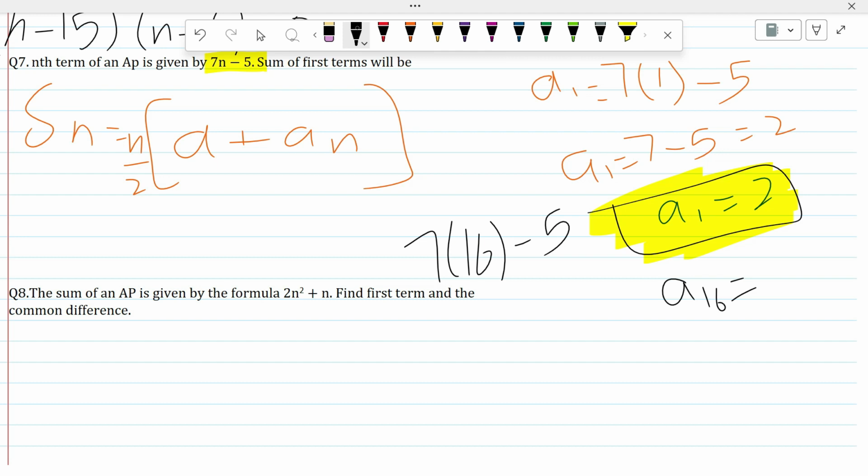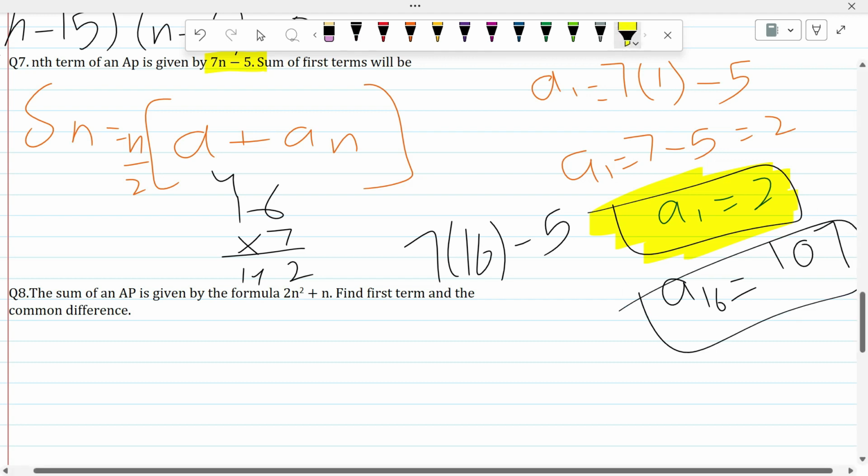Okay, or let me multiply this officially. 7 into 16, 7 sixes are 42, and 7 ones are 7. This would become 112, and I'm right, this is 112. 112 minus 5 is equal to 107, and that's the value.